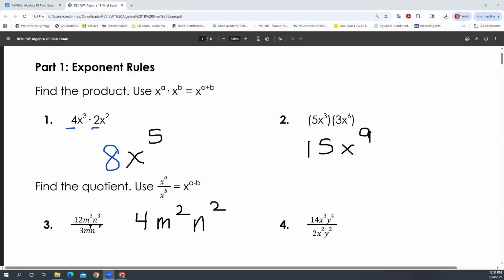And for number 4, 14 divided by 2 is 7. And then the x's, subtract the exponents, would just be 1. If you want to write the 1 for first power, you can, but usually you won't see that. It's not wrong if you write it, but usually you'll just see x there. And then 4 minus 2 is 2. So you're dividing the coefficients and subtracting the exponents.